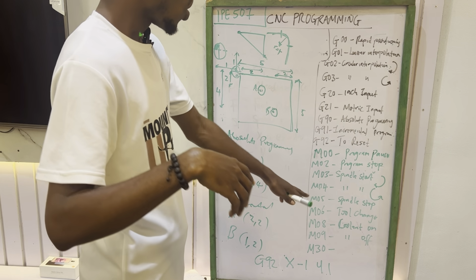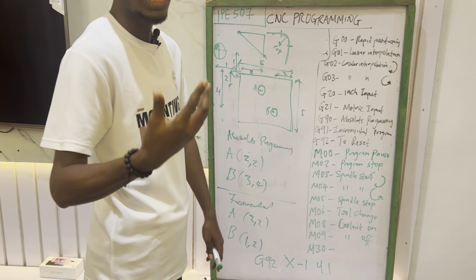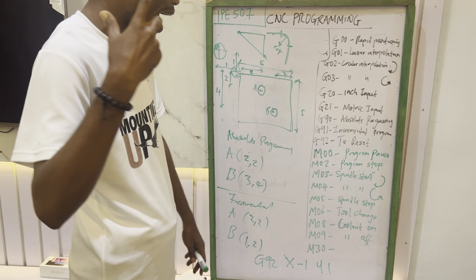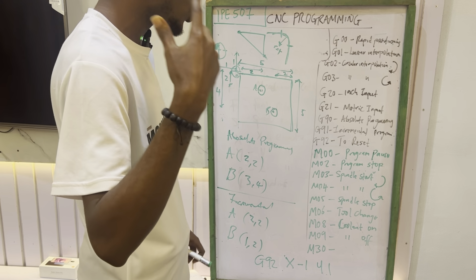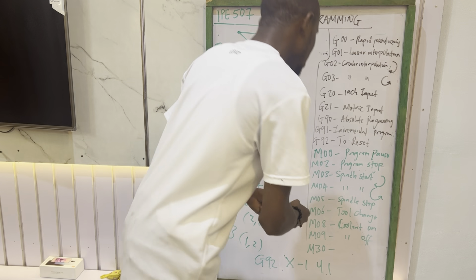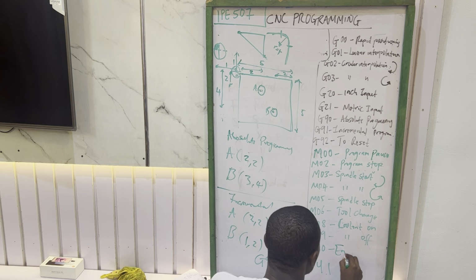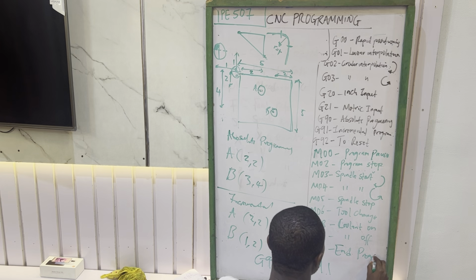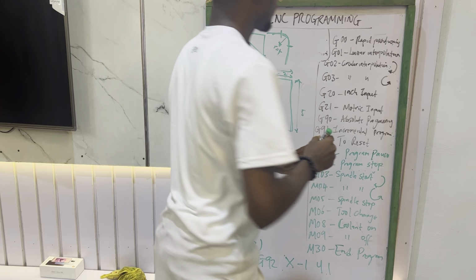We really did not use all this coolant on and coolant off, but it is essential you use it, especially when the speed is very high and the rate at which you are feeding is also high. So M30 is to end the program. This is where you end the program. End program is called M30. So thank you very much for this.